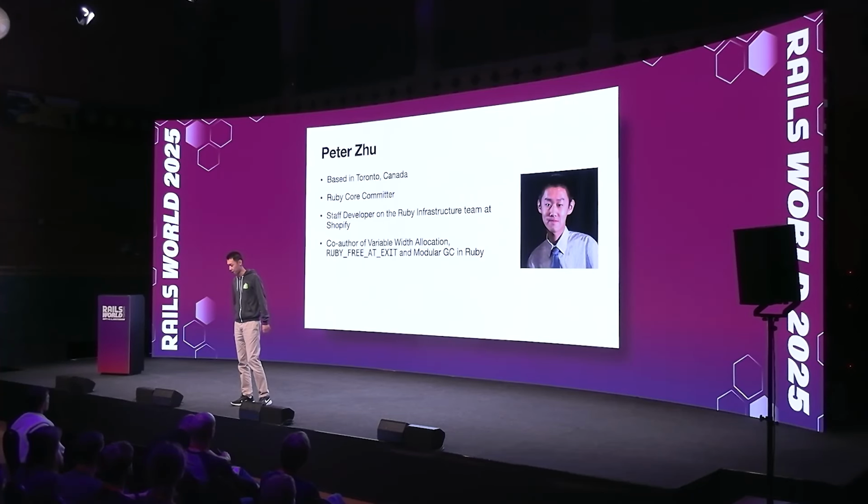I'm the co-author of the variable width allocation feature in Ruby, which improves performance and memory efficiency of Ruby's garbage collector. I'm also the co-author of the Ruby free at exit feature, which frees memory at shutdown to allow the use of memory leak checkers such as Valgrind or the macOS leaks tool. I also designed and implemented the modular garbage collector feature in Ruby. I'm also the author of the Ruby memcheck and the autotuner gems.